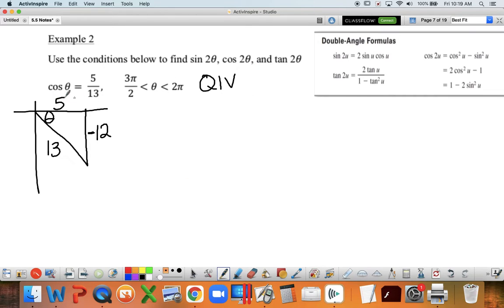So I've drawn my triangle, which is perfect. I now need to figure out these three things. In order to figure out the sine of 2 theta, I'm going to use this equation here that says 2 sine theta cosine theta.